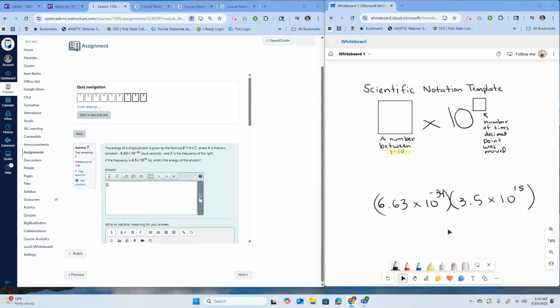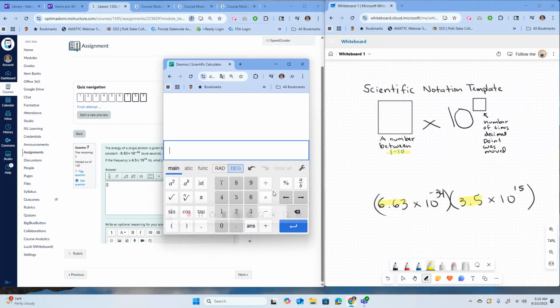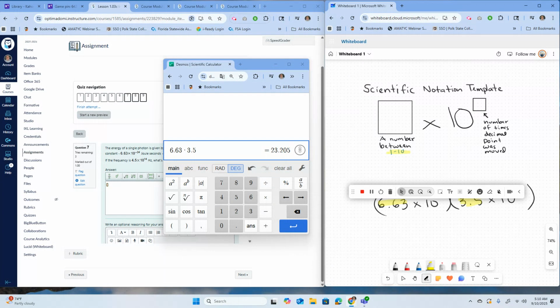So how do we multiply numbers in scientific notation? Because that's what the formula is doing, multiplying. What I'm going to do is multiply the coefficients with the coefficients, so the 6.63 with a 3.5. Now we're going to have to use the calculator here. So let's do that right now. 6.63 times 3.5, and you can see I got 23.205. That's how much I got. Let me write that down.